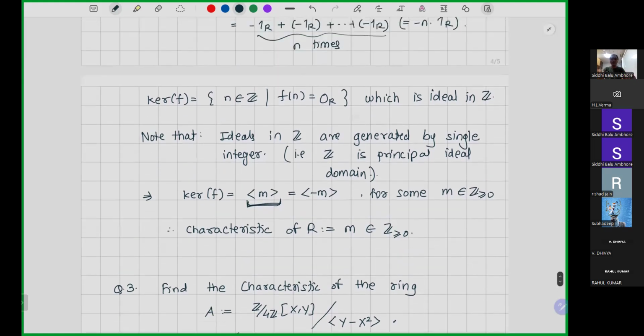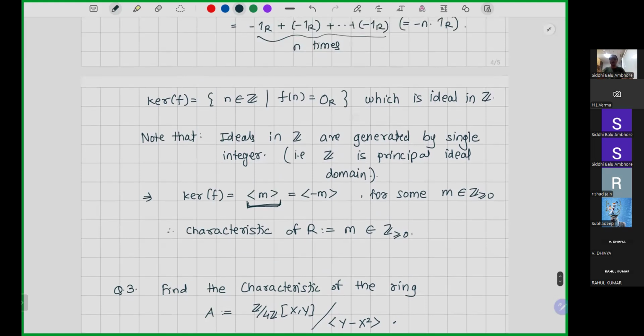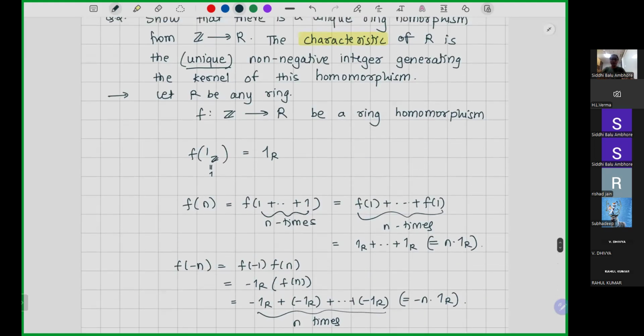So what I was saying earlier about injectivity of the map: if this map F is injective, in that case kernel F will be just 0, right? It is an if and only if condition: kernel F is 0 if and only if map F is injective. So the characteristic of a ring R will be 0 when this unique map F from Z to the ring R is an injective map.